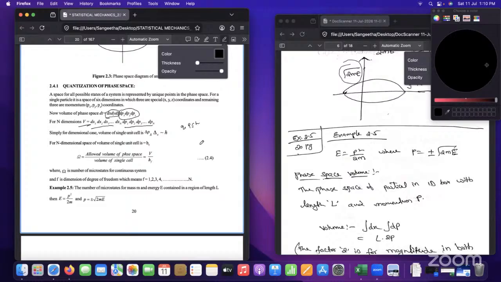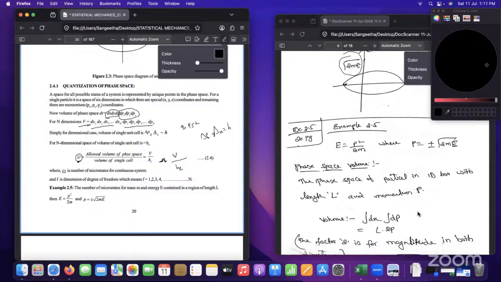Here there is the uncertainty principle, we have written through that formula. So delta p of x into delta x equal to h. So for the n-dimensional space, microstates for n-dimensional, here this is the shape omega, omega equal to total volume by the volume of single cell. Total volume, what we are calling total volume is V, and volume of the single cell is taken as h to the power f. Now we will see the example formula for this one.